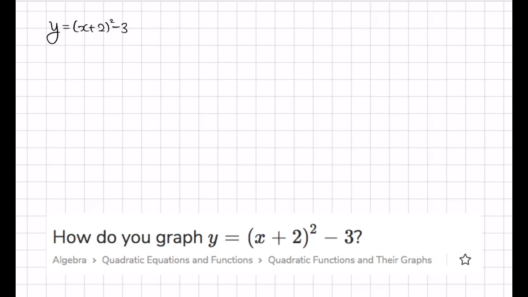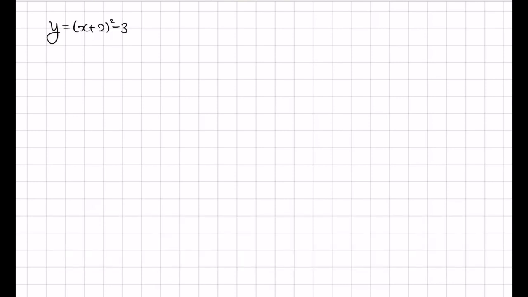How do you graph y equals (x plus 2) squared minus 3? Now, in order to draw this quadratic function, since it's in vertex form, we can directly get the vertex for this function. When I have a function looking like y equals a(x minus p) squared plus q, the vertex point is going to be (p, q).